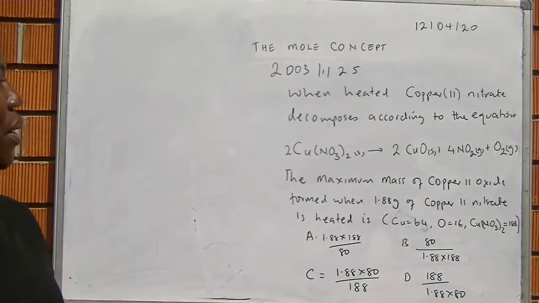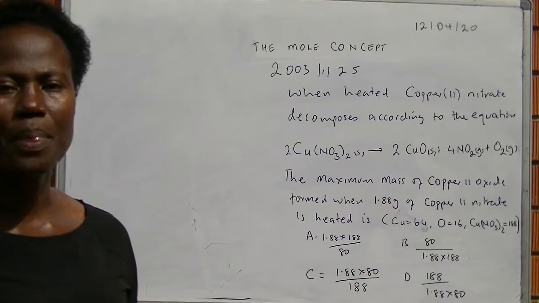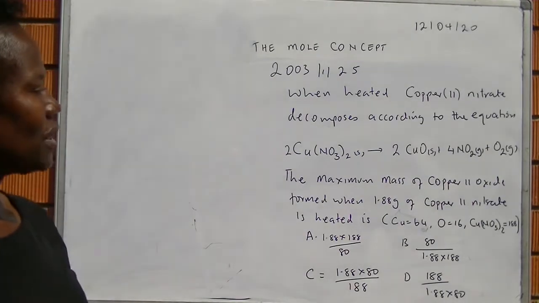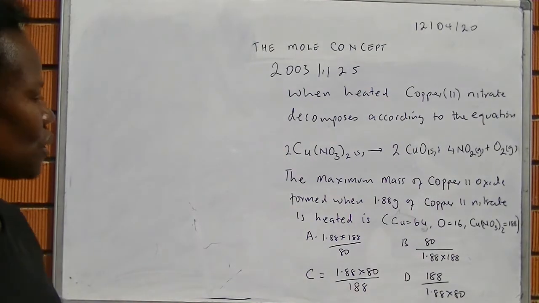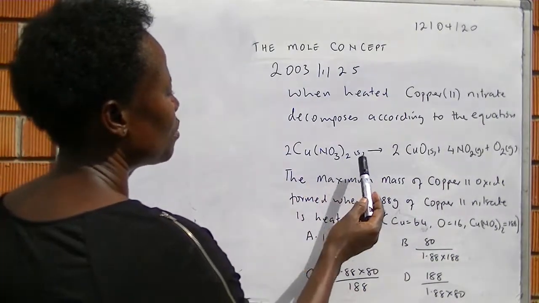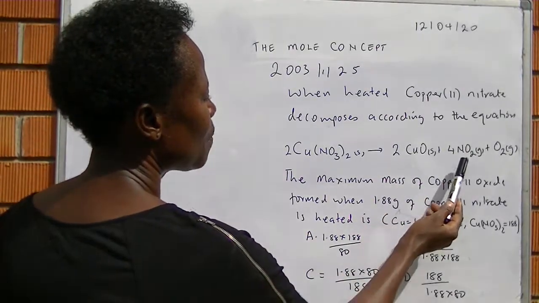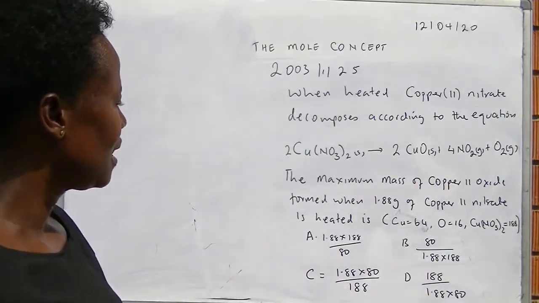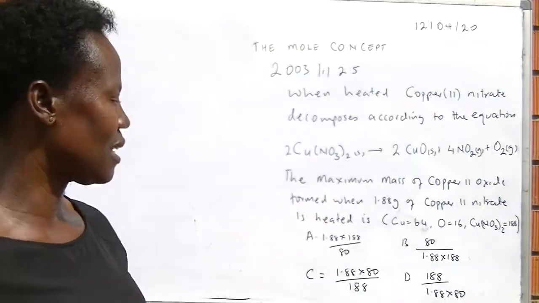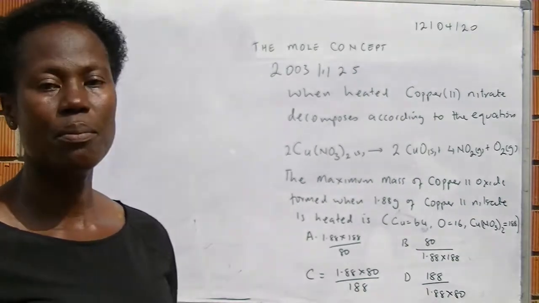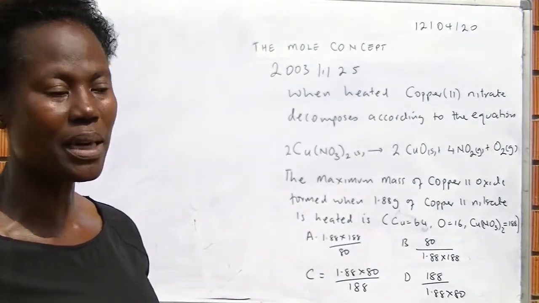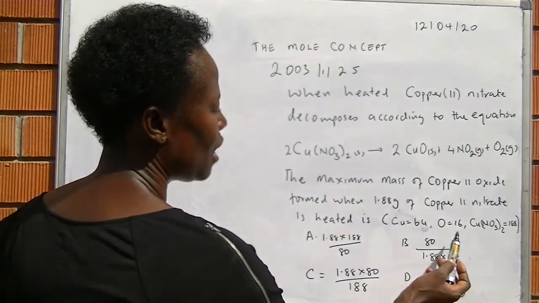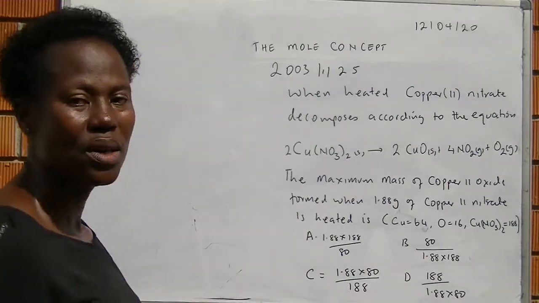The last example is obtained from 2003, paper 1, number 25. When heated, copper 2 nitrate decomposes according to the equation. Copper nitrate producing copper oxide, nitrogen dioxide, and oxygen. The question is, the maximum mass of copper oxide formed when 1.88 grams of copper nitrate is heated is, we are given the atomic masses of copper, oxygen, and copper 2 nitrate.